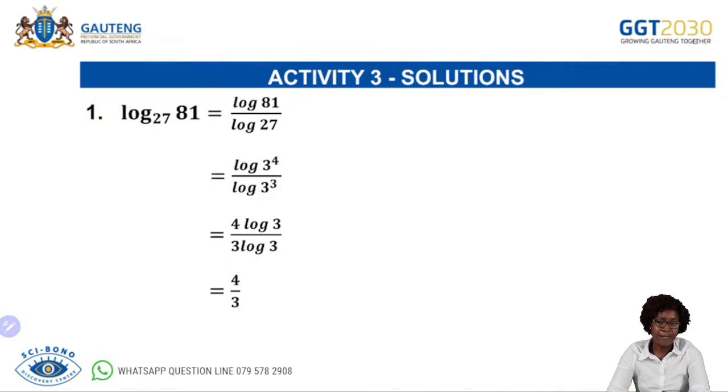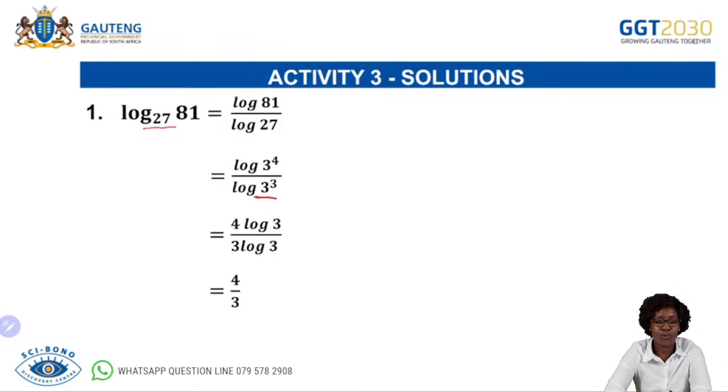Right, the first solution, you notice that we have log of 81 to base 27. Here the base is a bit large, but we can simplify it like I indicated before by just writing this as the log of 81 divided by the log of 27. Thereafter, we change 81 to an exponent, and we know that 81 as an exponent is 3 raised to the power of 4. Then we also change 27 to an exponent, and 27 as an exponent there is 3 raised to the power of 3.